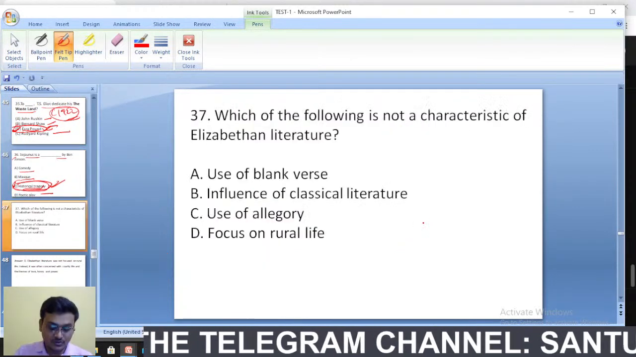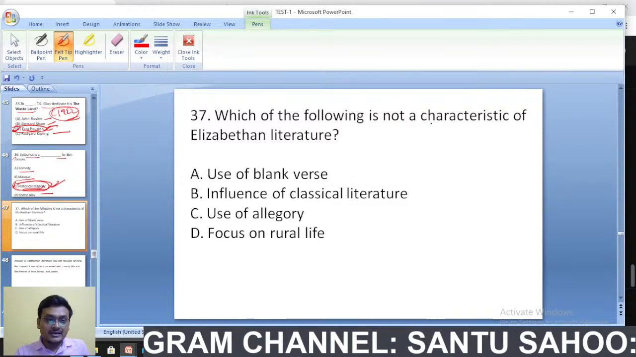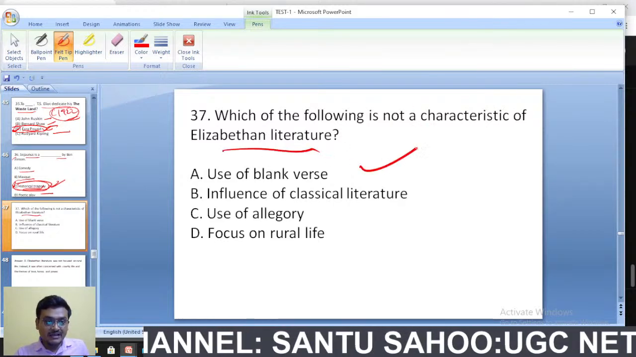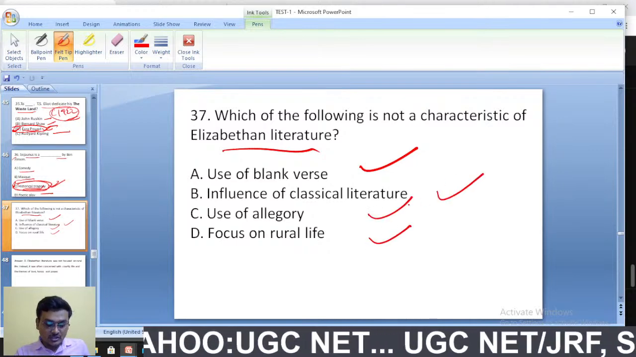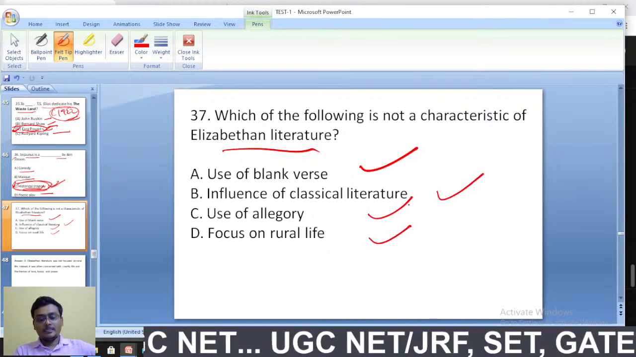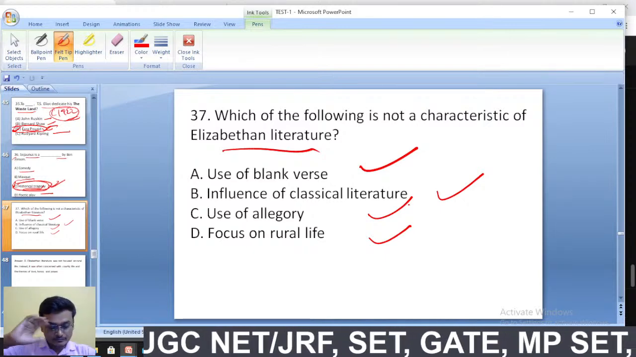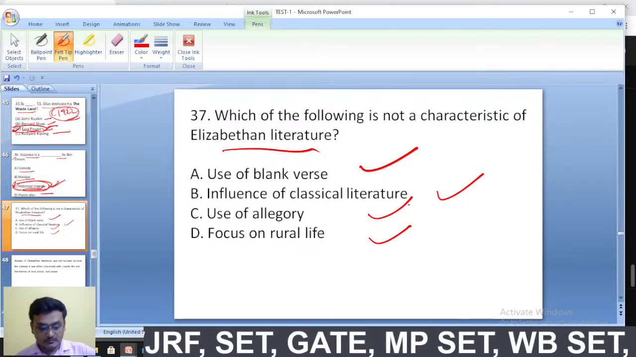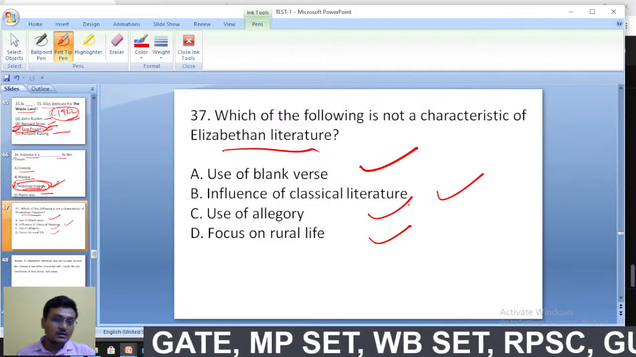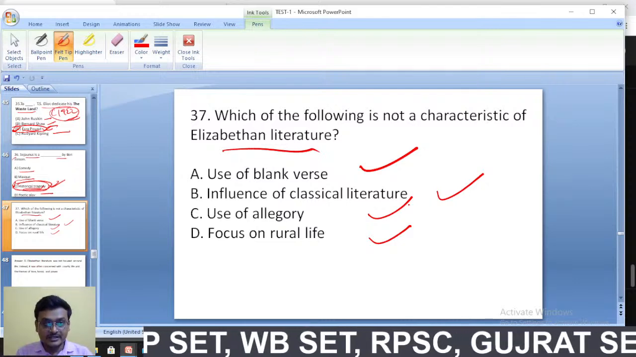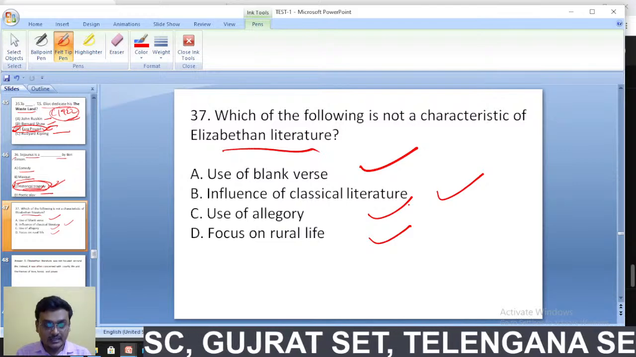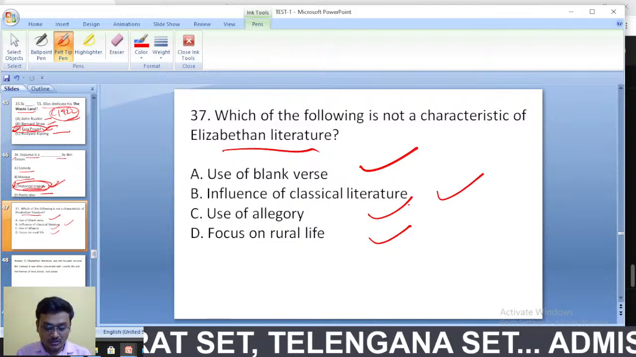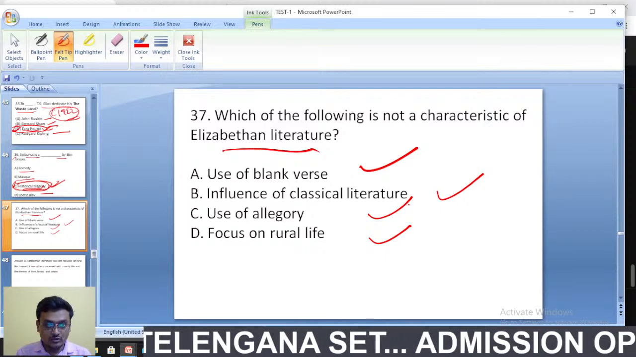Okay. Next question. Which of the following is not a characteristic of Elizabethan literature? Use of blank verse, influence of classical literature, use of allegory, or focus on rural life?